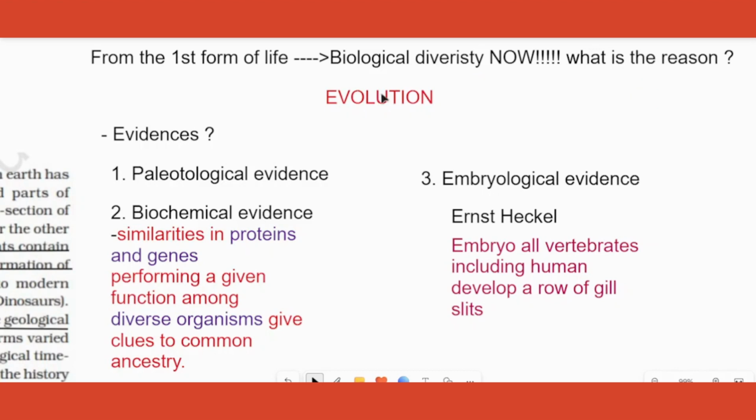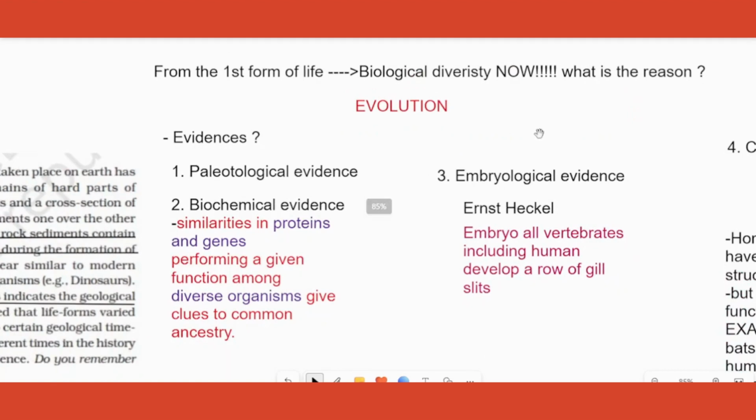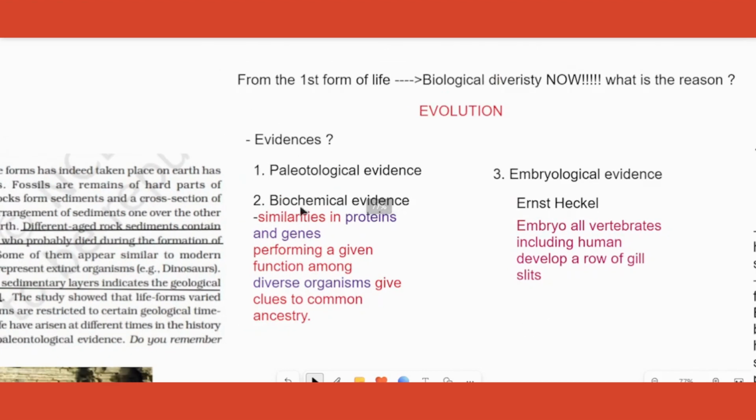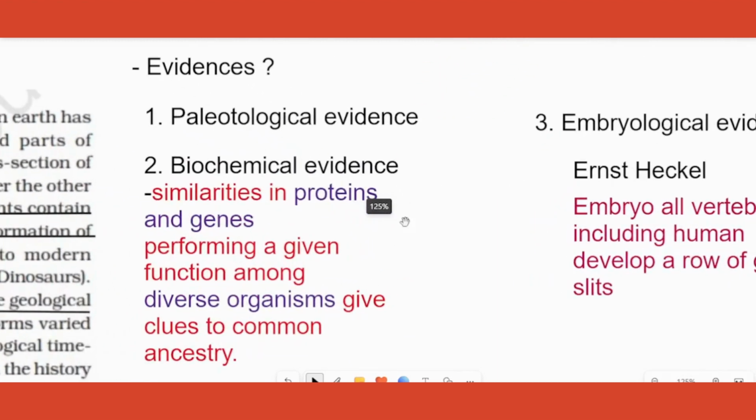we should know, is evolution really happening? Yes, it is happening, and there are certain evidences to prove that evolution is happening. There are different ways in which we can prove that, and these are the evidences. The first one is called the paleontological evidence. The word paleontology means study of fossils. So we are going to study fossils to know whether evolution takes place or not.